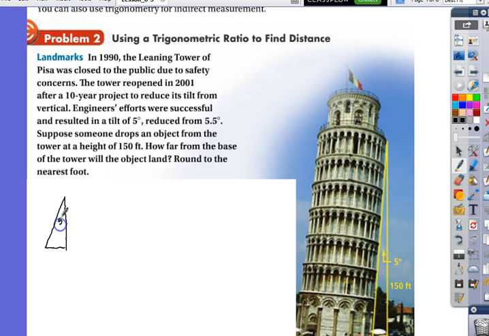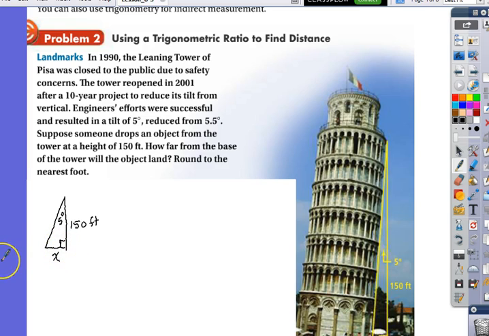Okay, and we know that that's 5 degrees, and we know that that is a right angle, and we know that this is 150 feet. And we're looking for the value of x. So interestingly enough, we've got this right triangle with a degree measure and a distance, and we're just missing this value.